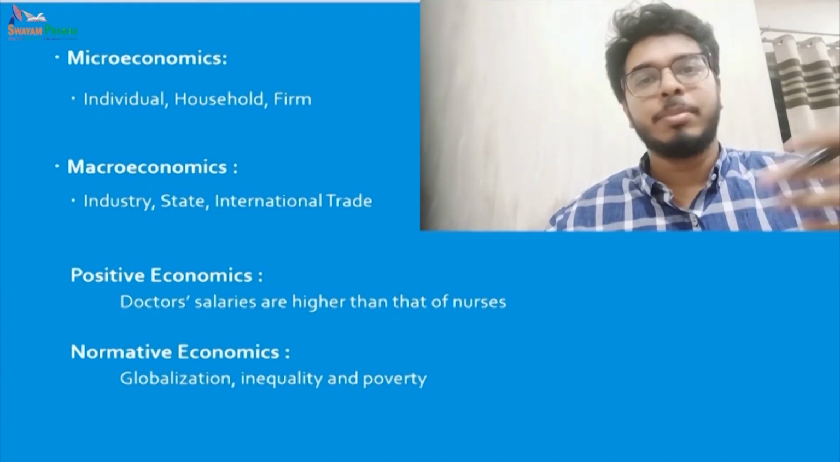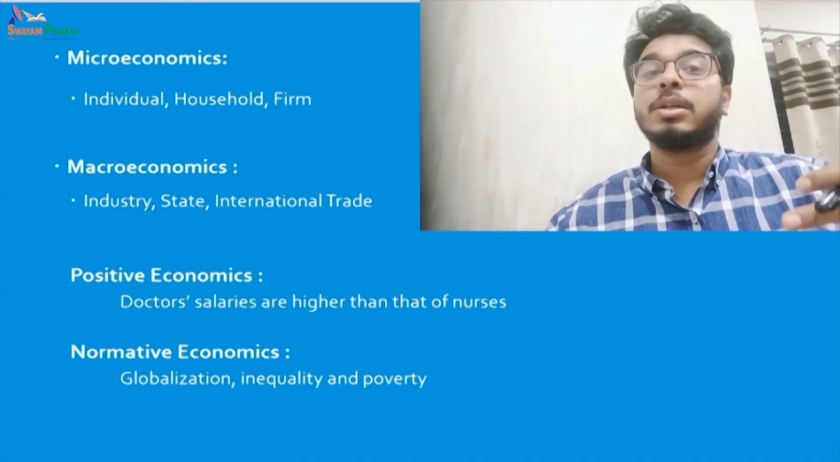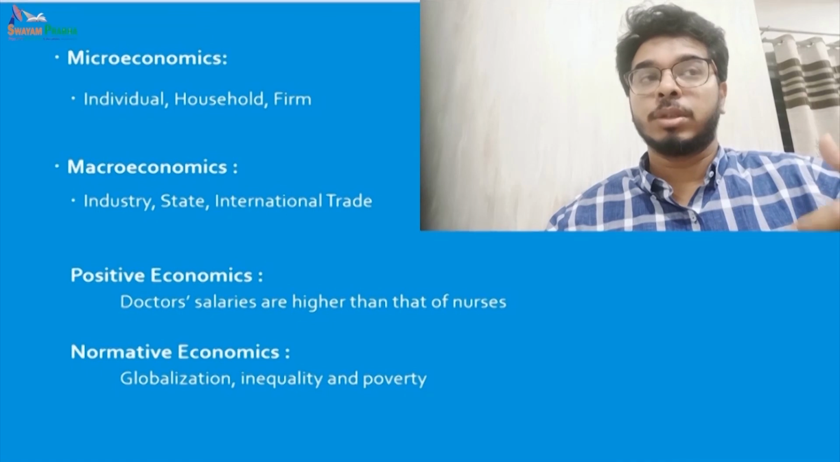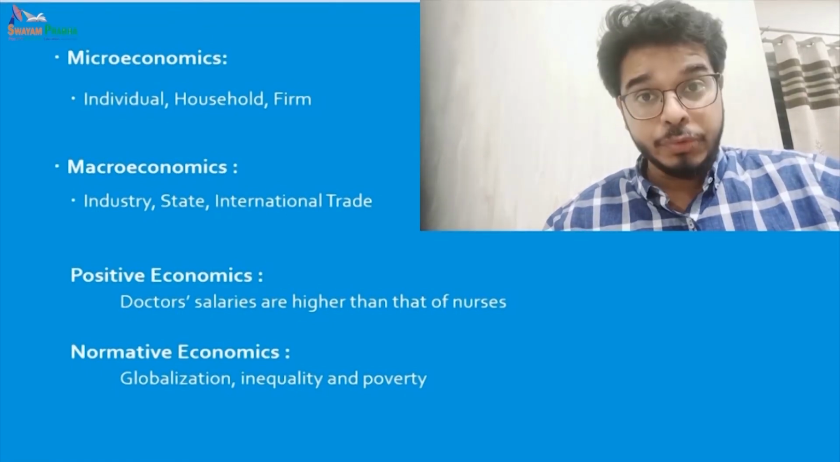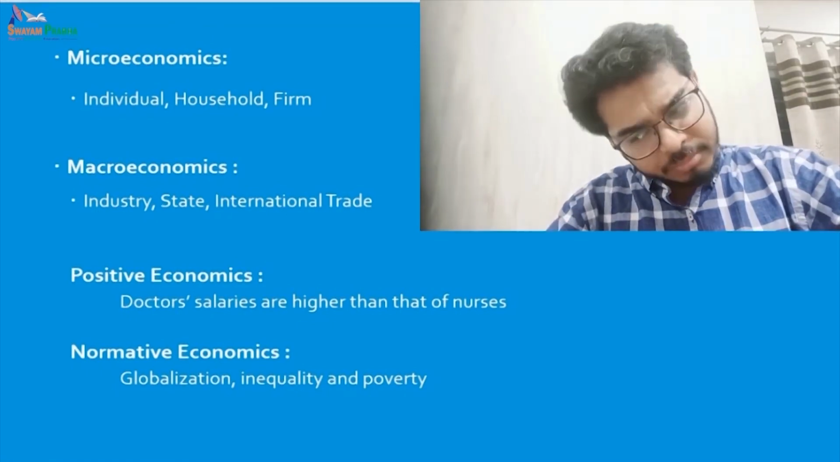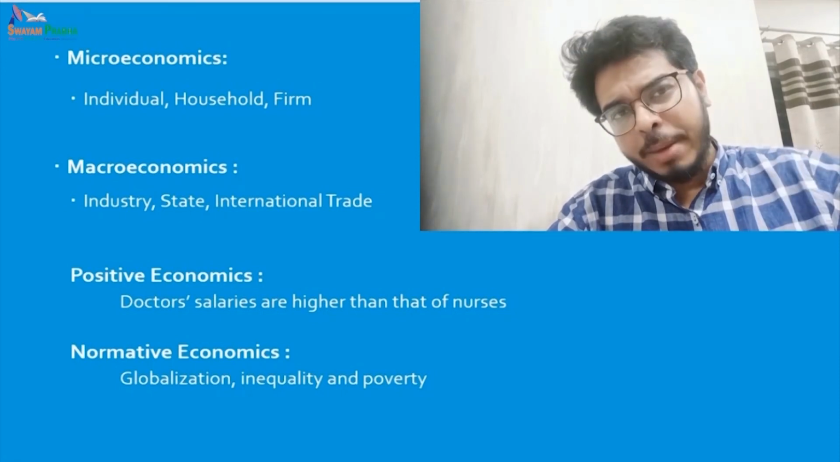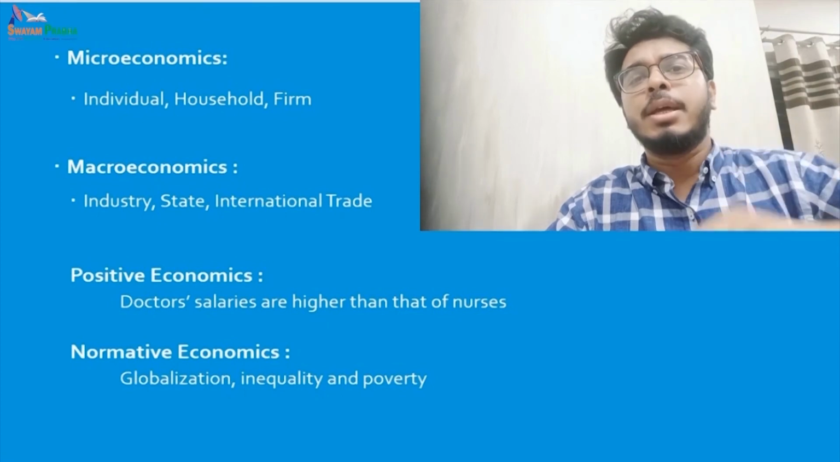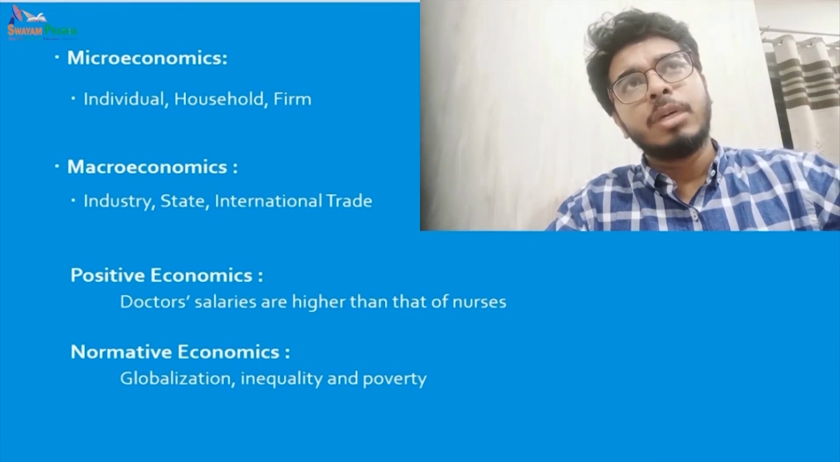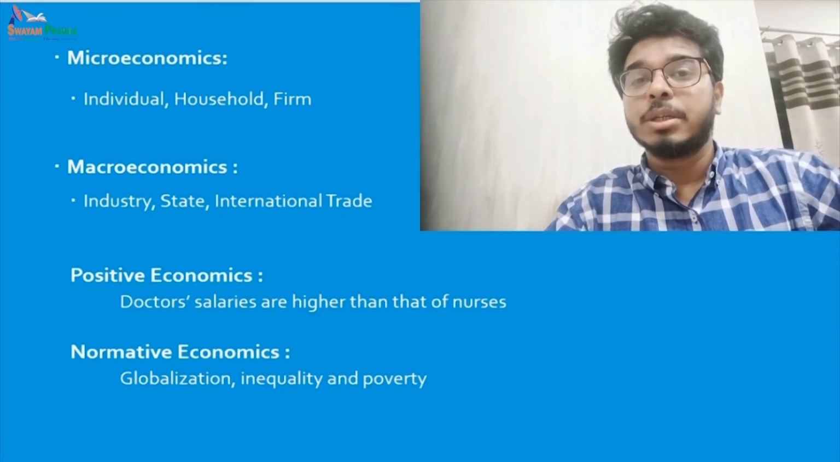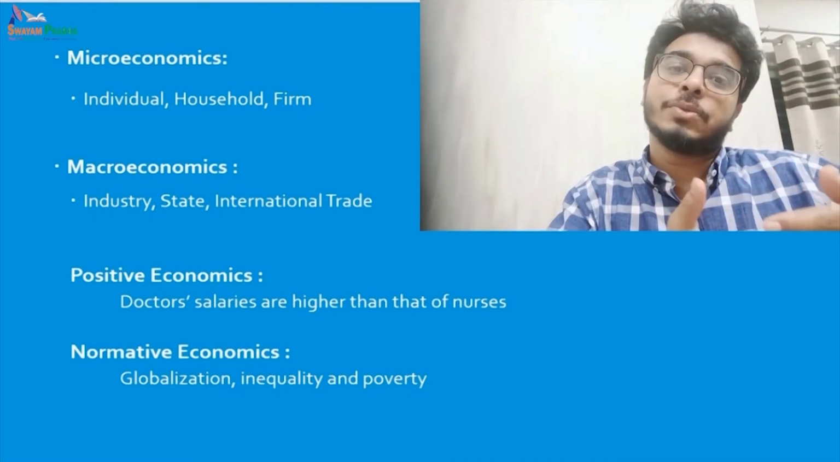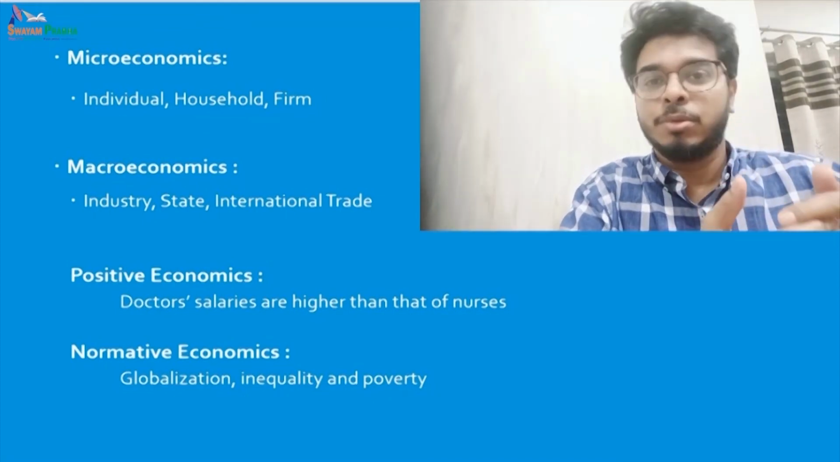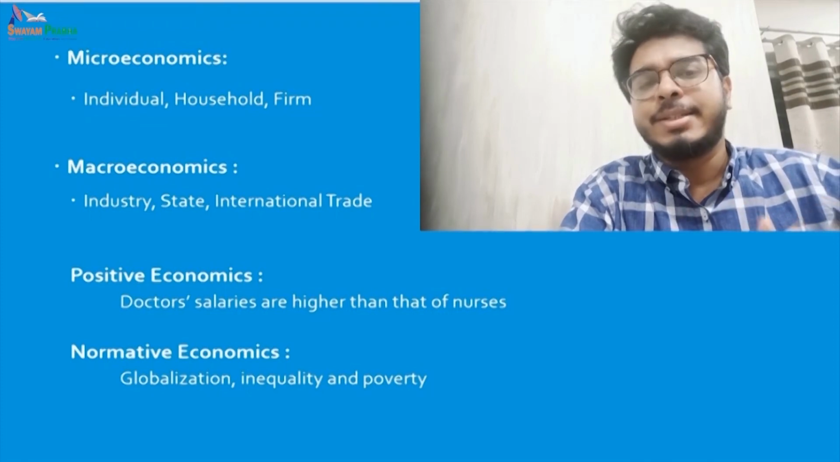So we know that because of their skills, the value, the benefit they produce. And normative economics, the word normative comes from the word norm. It's like, whenever we are discussing poverty, what should be done for the best of the society.